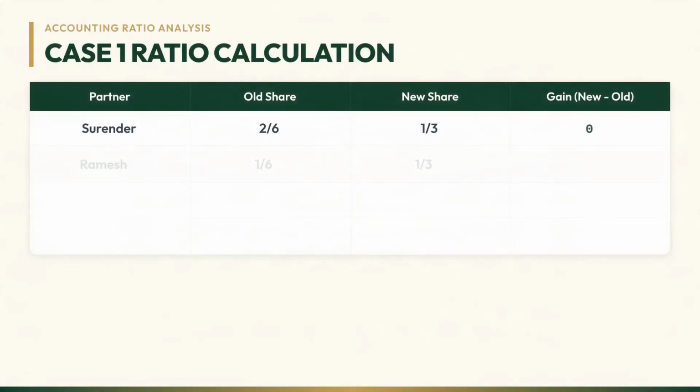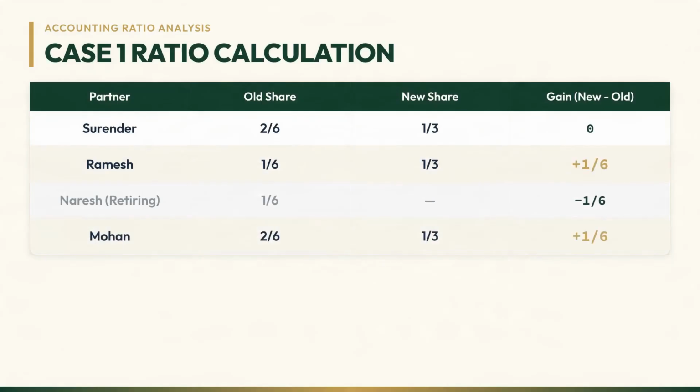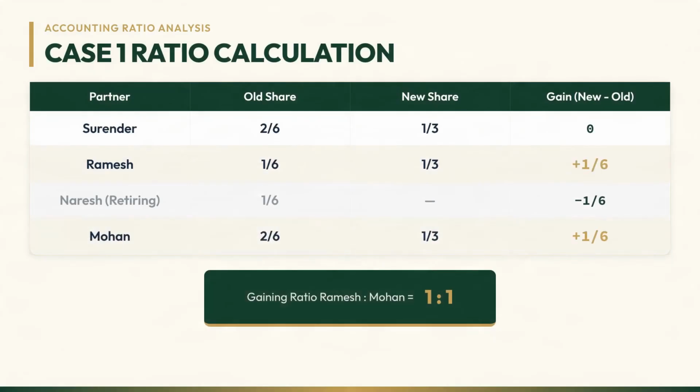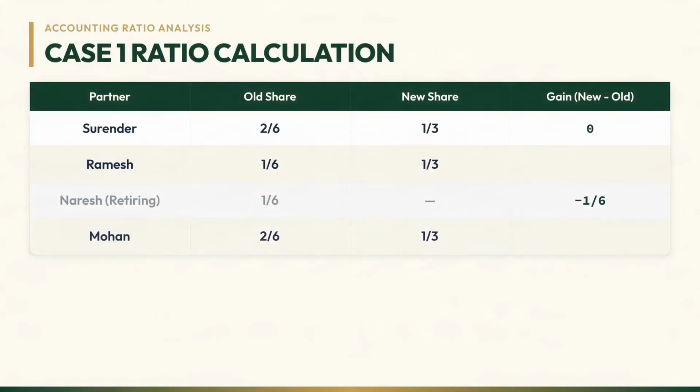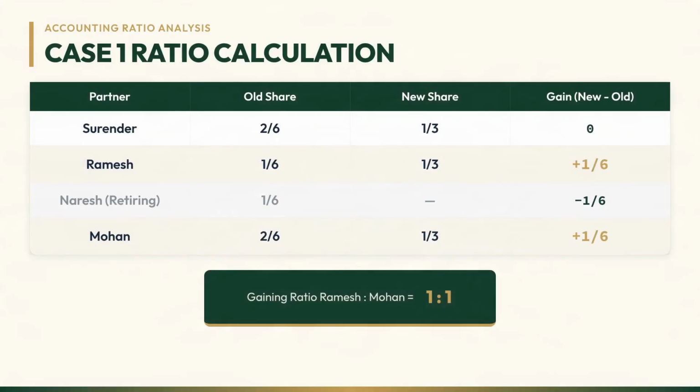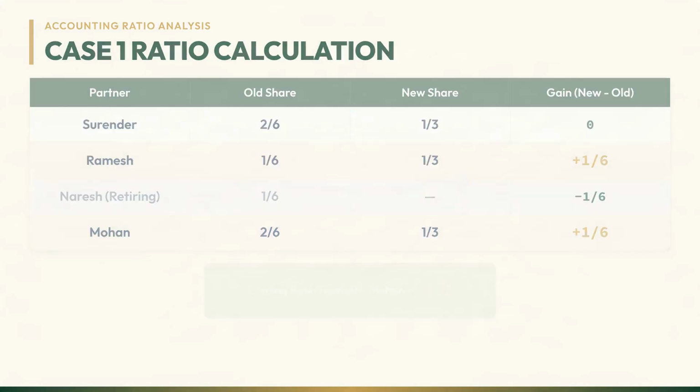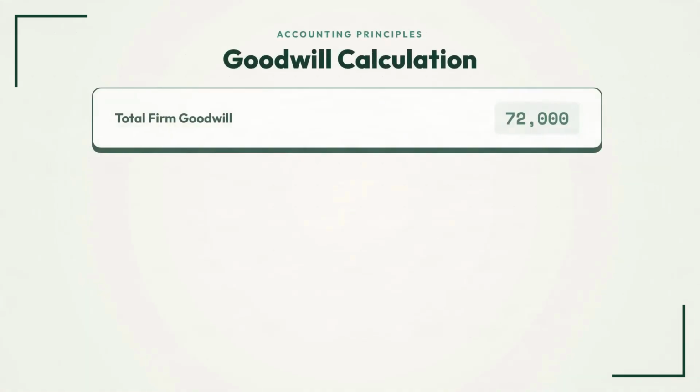The original ratio was 2 to 1 to 2 to 1. Upon Naresh's retirement, the others agree to share the profits equally. By subtracting the old shares, we find that Ramesh and Mohan each gain 1/6, giving us a perfect 1 to 1 ratio. Now let's look at the valuation.